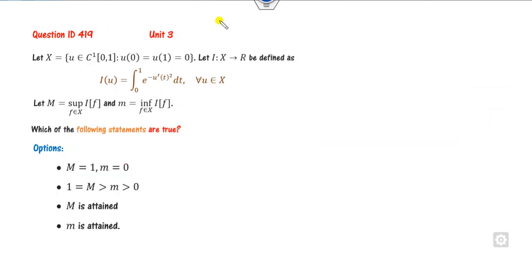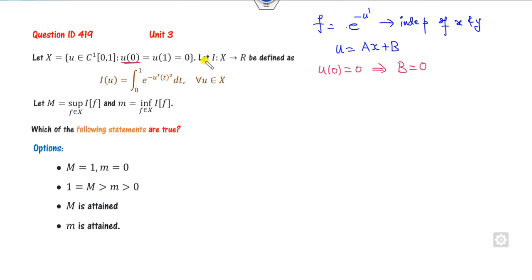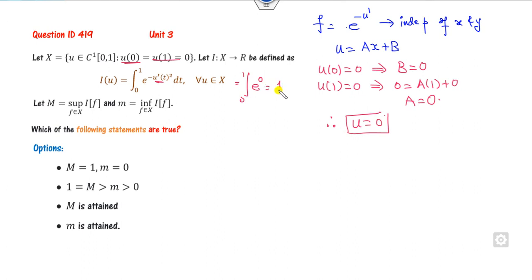Okay, this is a question we have already discussed in part 1, but some students didn't get it clear, so I can recall this again. So f is this. Again, this is independent of x and y. So my u is ax plus b. What is given to you? u of 0 is 0. What is the meaning of that? b is 0. u of 1 is 0. So it means 0 is a times 1 plus 0, so a is also 0. So u is 0. If you substitute here, the derivative is 0 and the value is 1.